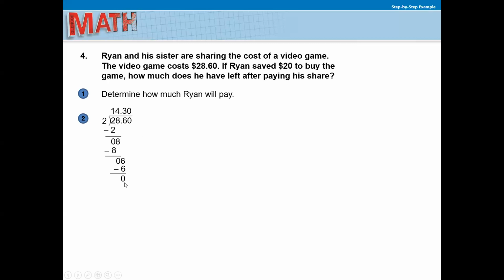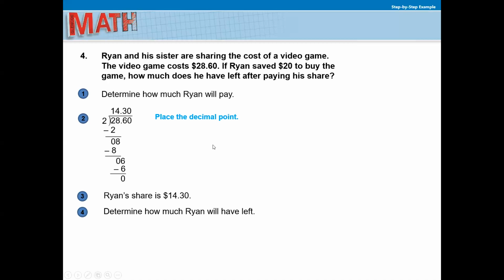This one was a terminating decimal. We did get 0 as a subtraction answer. Place the decimal point. The decimal point in the dividend goes straight up into the quotient. Straight up like a balloon at a birthday party. Ryan's share is $14.30.